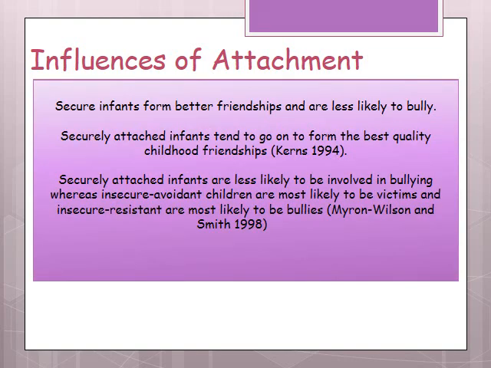Secure infants form better friendships and are less likely to bully. So securely attached children tend to go on to form the best quality childhood friendships. Also, they are less likely to be involved in bullying and be the victims of bullying. Insecure avoidants are most likely to be picked on and to be bullied, so to be the victims of bullying, whereas insecure resistant were most likely to bully other children.